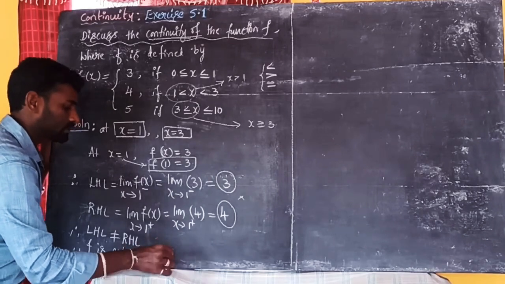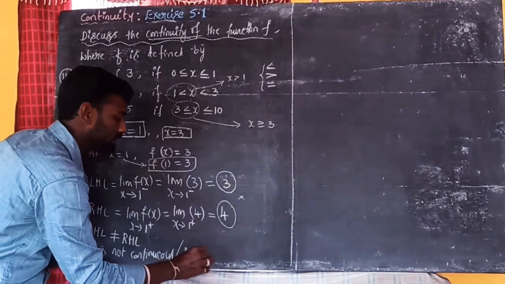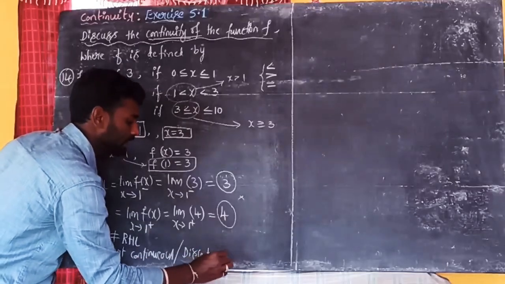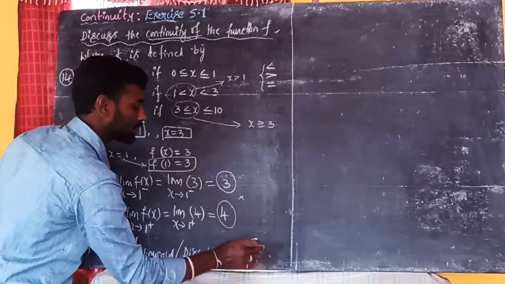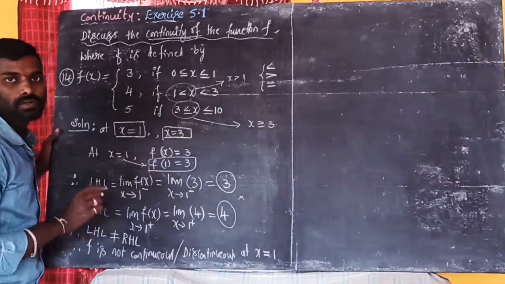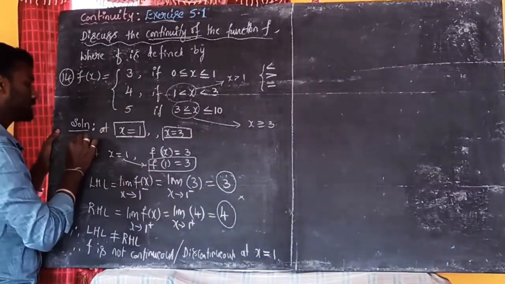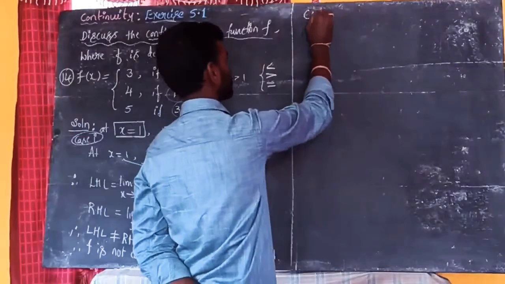F is not continuous or discontinuous at x is equal to the first point, at x is equal to 1. Okay, the first case is over guys. This is case 1. Next, case 2.